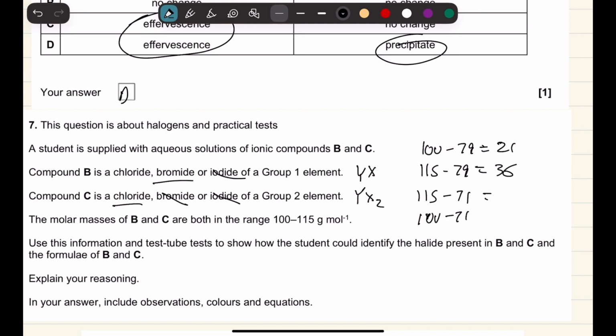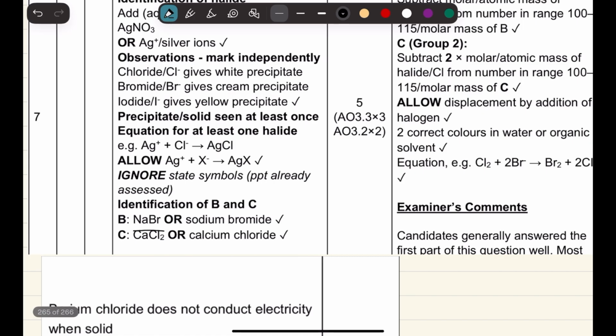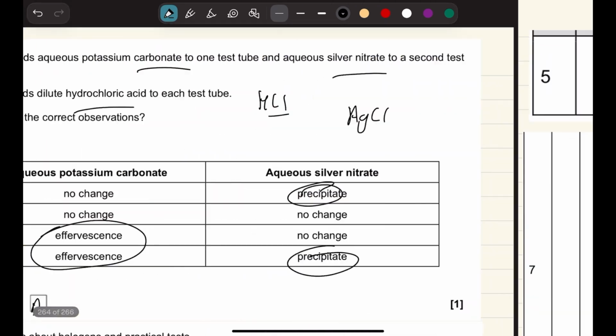So if we do 115, take away 71, you're going to get 44. And then if you get 100, take 71, you're going to get 29. And our group 2 element that's in between that range happens to be calcium. So you can see how we got sodium bromide and calcium chloride.